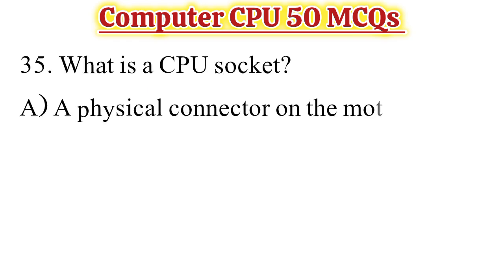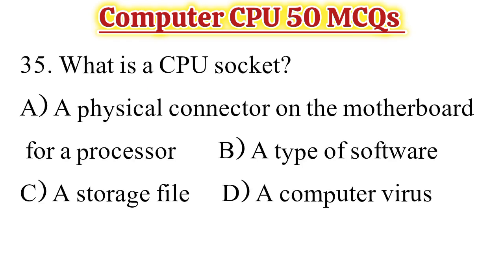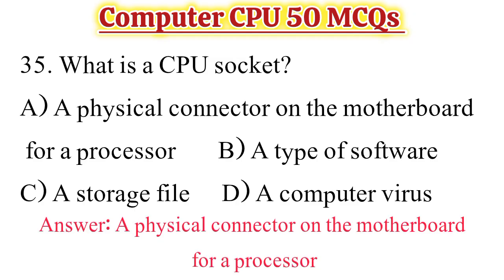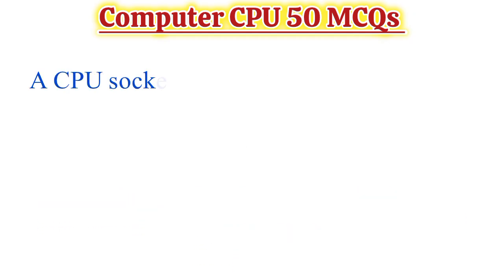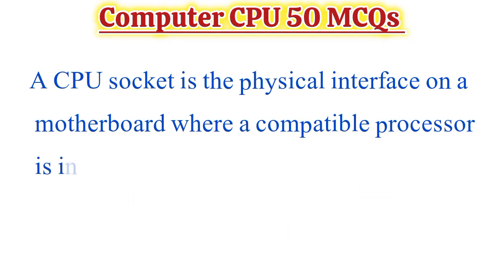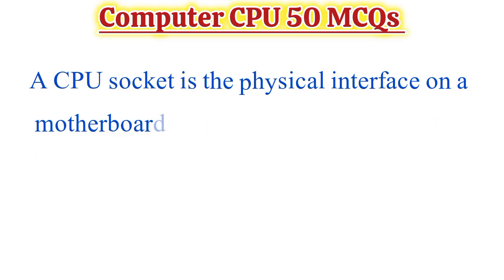35. What is a CPU socket? A. A physical connector on the motherboard for a processor. B. A type of software. C. A storage file. D. A computer virus. Answer: a physical connector on the motherboard for a processor. A CPU socket is the physical interface on a motherboard where a compatible processor is installed.